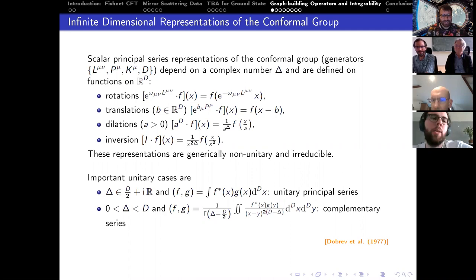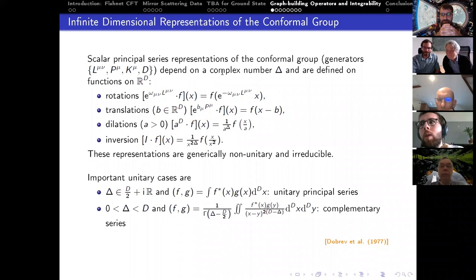Okay, so now I would like to present the non-compact spin chains that underlie the integrability of this theory. You have to consider an infinite dimensional representation of the conformal group. These induced representations are characterized by a representation of the rotation group in D dimensions and a complex number. But I will only focus on scalar representations of the rotation group, the scalar principal series, but it still depends on the complex number delta.